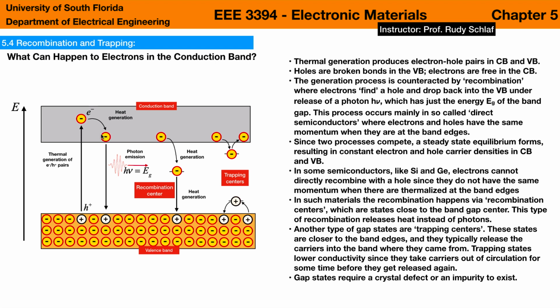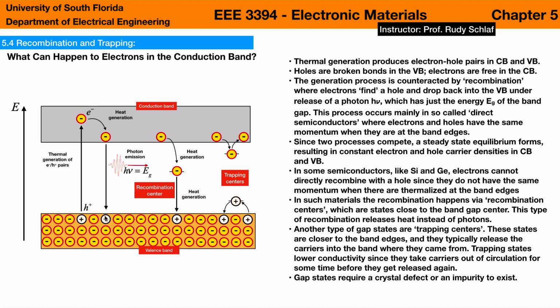And when they do that directly, they do that by emitting a photon. It's interesting to know that only in some select semiconductors this is possible, that they jump directly into the valence band and emit a photon. Such semiconductors are called direct semiconductors. And there, the reason why this works is that electrons and holes have the same momentum when they are at the band edges. So you can imagine this as like they are going in the same direction, and so they can meet and interact properly.